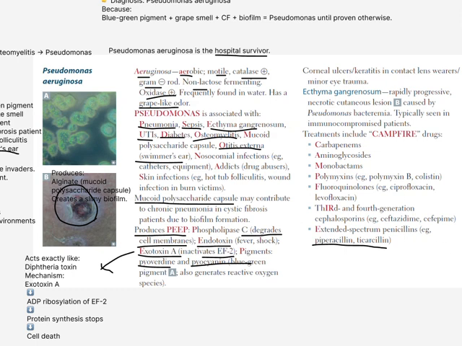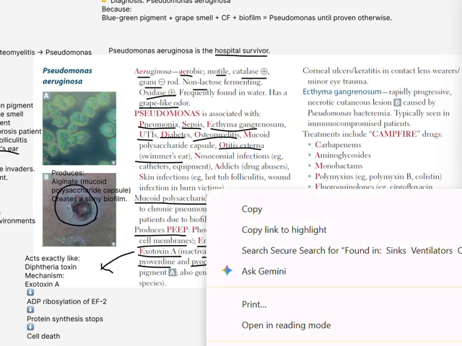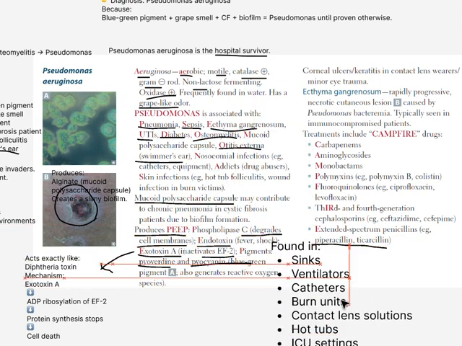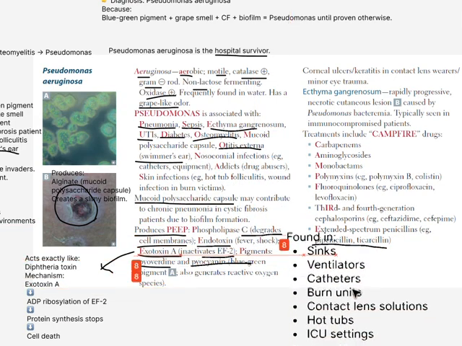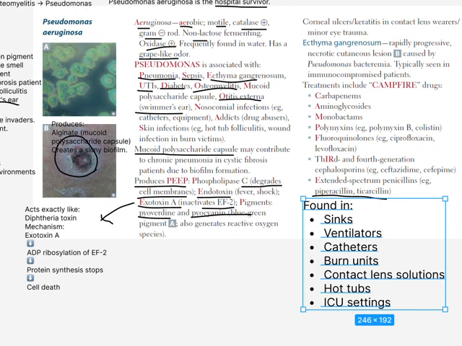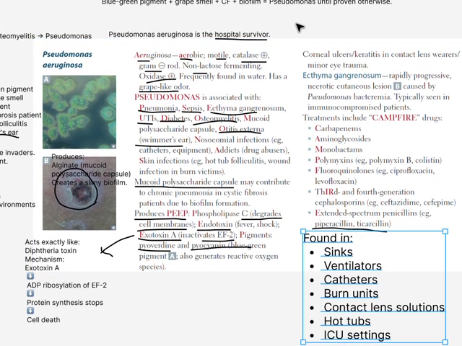It's found in sinks, ventilators, catheters, burn units, contact lens solutions, basically these wet areas, hot tubs. It also causes hot tub folliculitis and infections in ICU settings. Right, so these are all the places that you find Pseudomonas existing in. Now, why is Pseudomonas so dangerous? I wanted to punch this in here for you. Where is it found? It's found in sinks, ventilators, catheters, burn units, contact lens solutions, and hot tubs. Okay, so back to our Pseudomonas part.